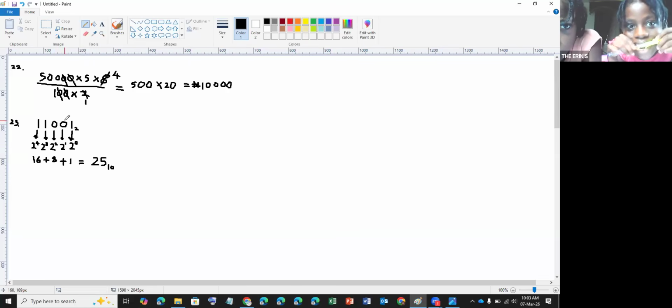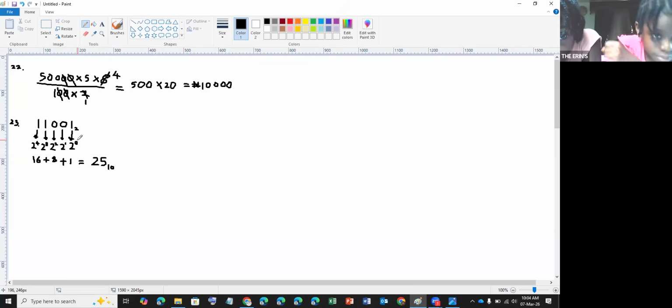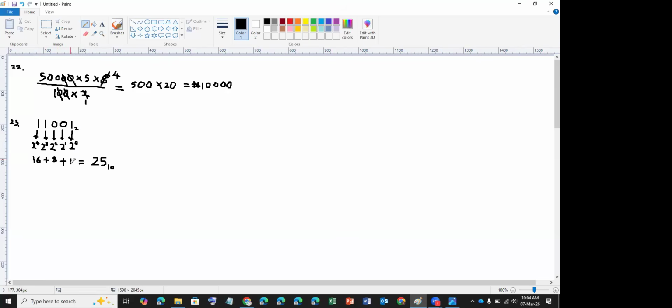Now, look at my method. My method is simple. Just write out the number. Look at how I wrote out the number. Take the one that's at the extreme right, multiply it by the base, in this case 2, raised to power what? 0. And we know anything raised to power 0 is 1, isn't it? Yes, sir. So that's why I have this one here. Then, of course, all the ones that are going to be multiplied by 0 will give you 0. So we just ignore them.